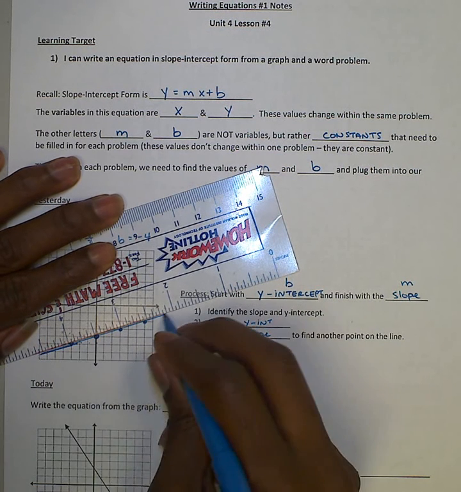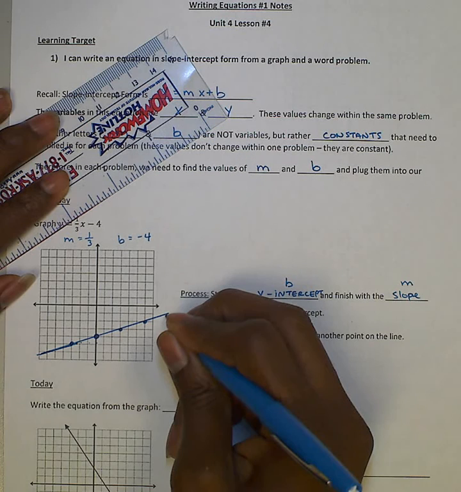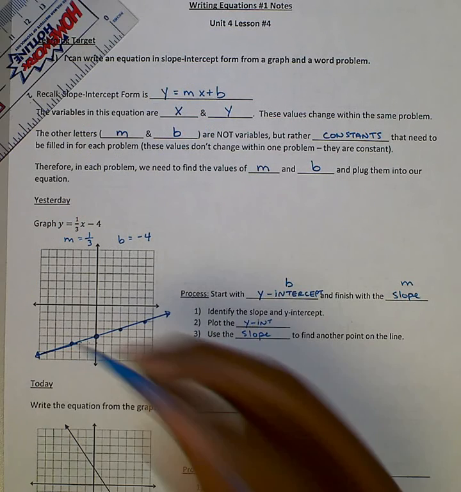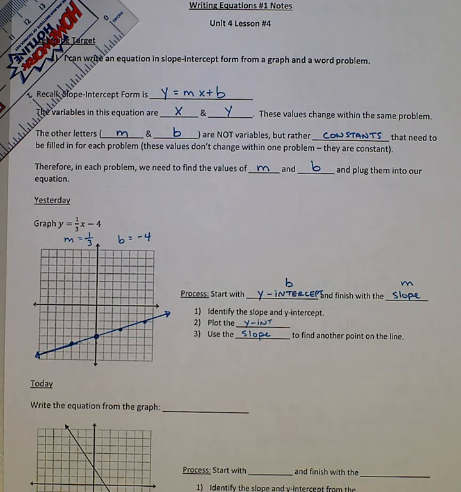And there's a line. Remember, don't take shortcuts in line. Draw the line through the graph, please. Thank you. And there we go. That's our graph.